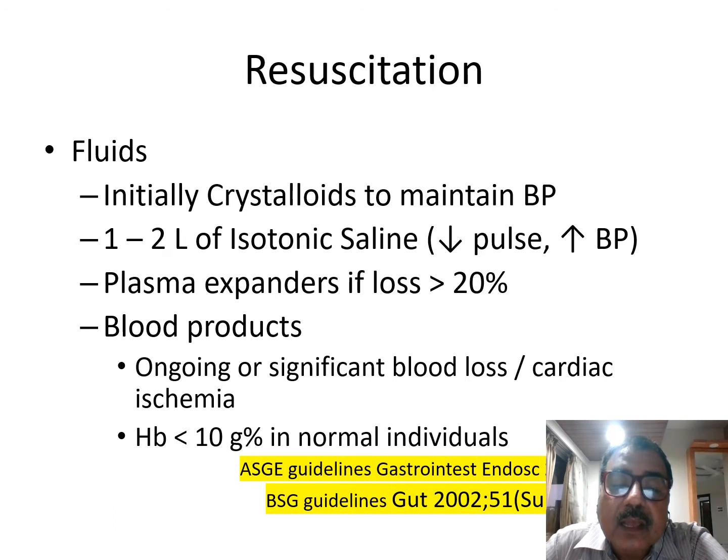And BP: plasma expanders if there is more than a 20% fall, and if there is ongoing blood loss, cardiac ischemia, HB less than 10 in that case, straight away blood has to be organized, and if possible, fresh blood should be offered because the benefits are far higher than old blood. And it has also been asked in severe GI bleed, the blood product of choice. It was asked in the 2017 NEET exam, and the answer is fresh blood.